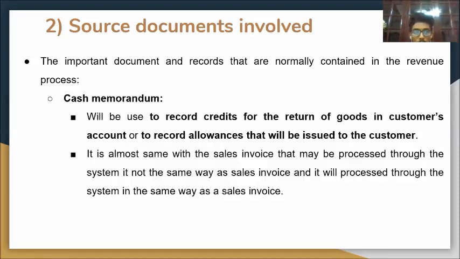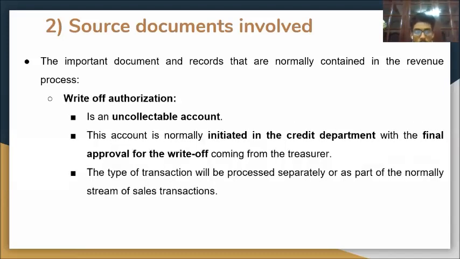A credit memorandum will be used to record credit for the return of goods in the customer account or to record an allowance that will be issued to the customer. It will proceed through the system in the same way as a sales invoice. A write-off authorization is for an uncollectible account.